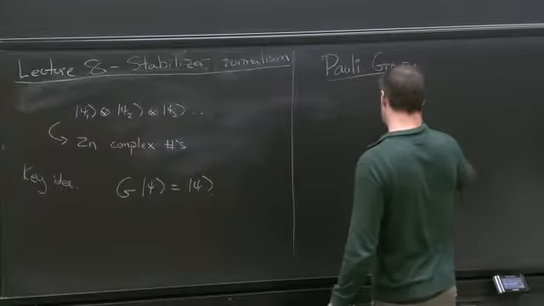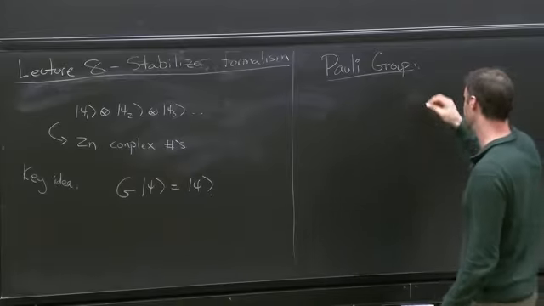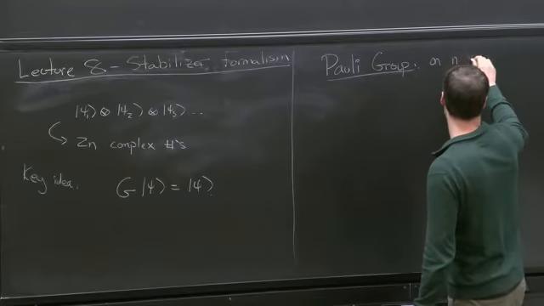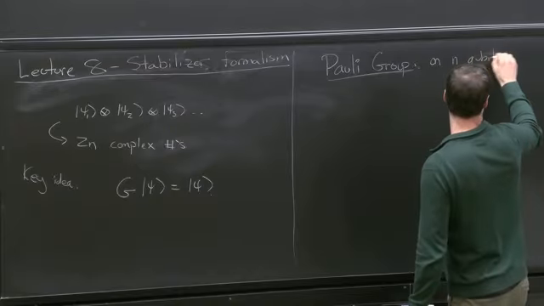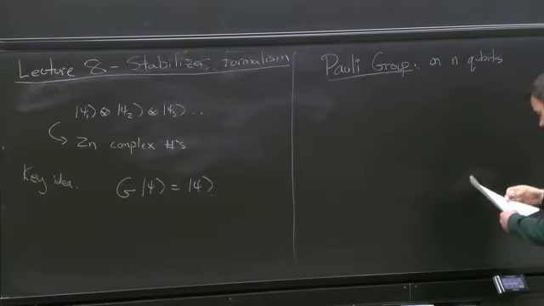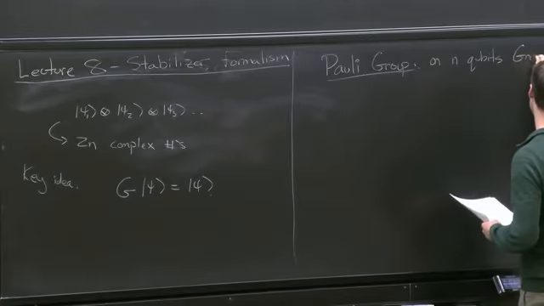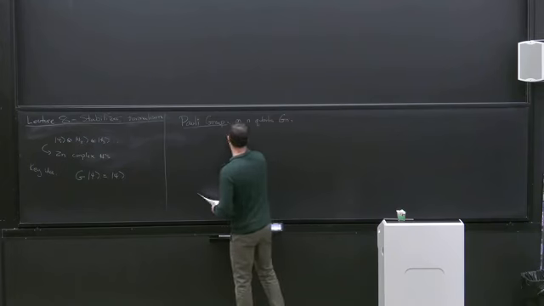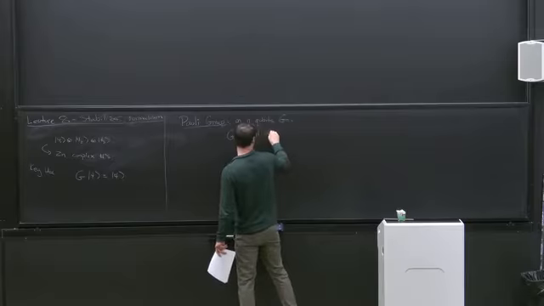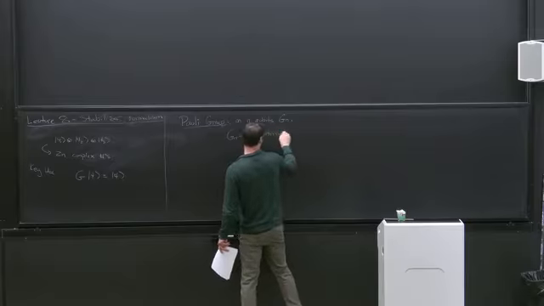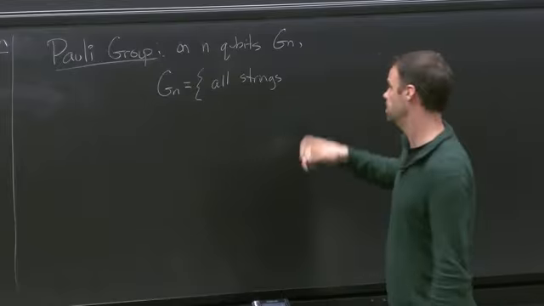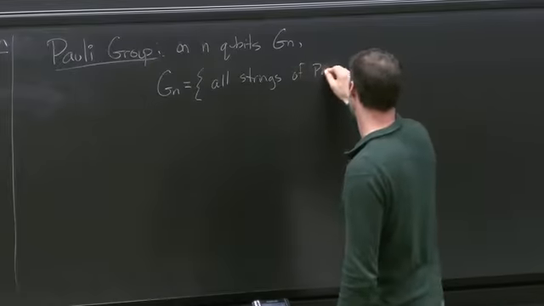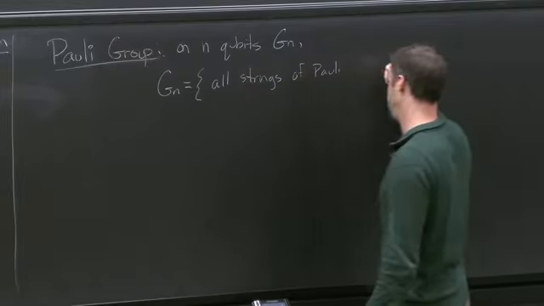Okay. So what is the Pauli group? The Pauli group on n qubits, we'll call it G_n, is just all strings of tensored together Pauli operators: identity, X, Y, and Z.